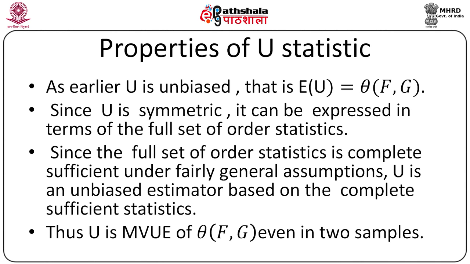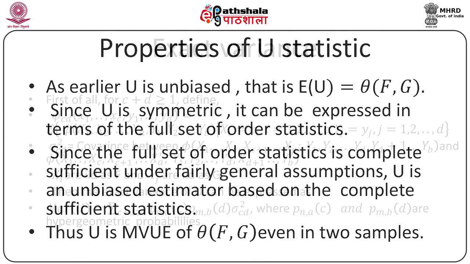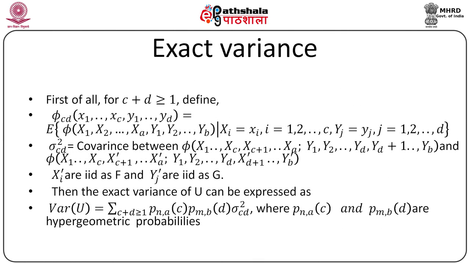As earlier, U is unbiased. Since U is symmetric in its arguments, it can be expressed in terms of the full set of order statistics. Therefore, U is based on the complete sufficient statistics. Thus, U is minimum variance unbiased estimate of theta even in two samples. Now, we shall derive the exact variance of U statistic. As in the single sample case, the different terms of U are not all uncorrelated, and hence we need to consider the contributions of the covariance terms in the expression of variance of U.